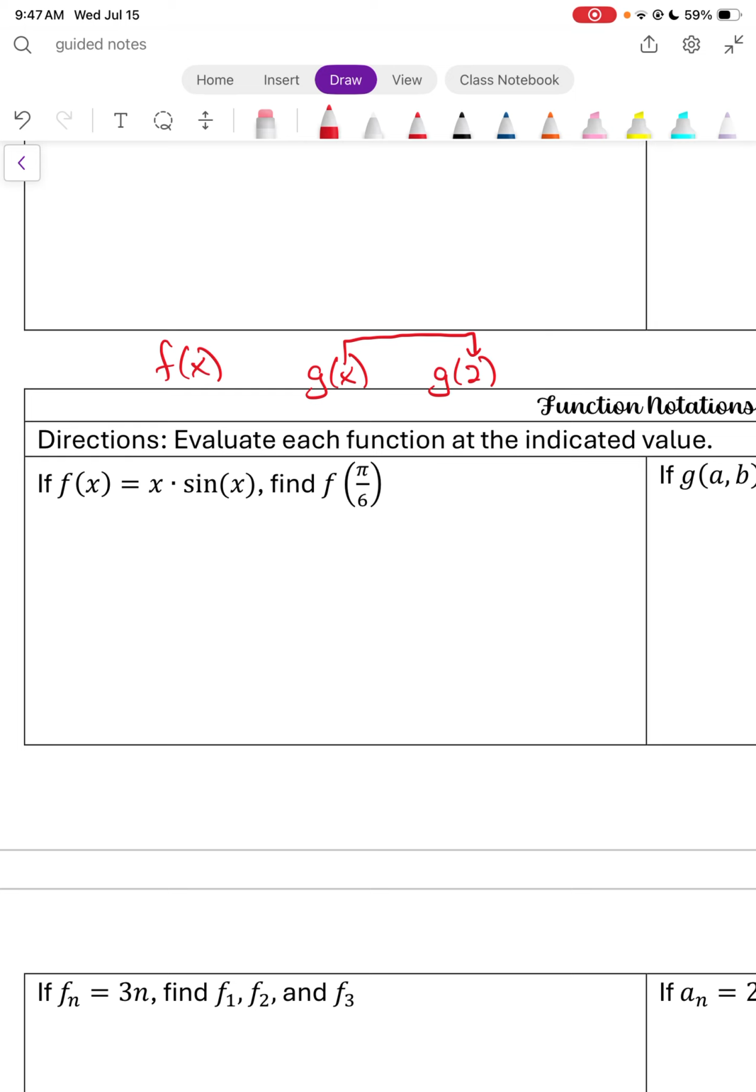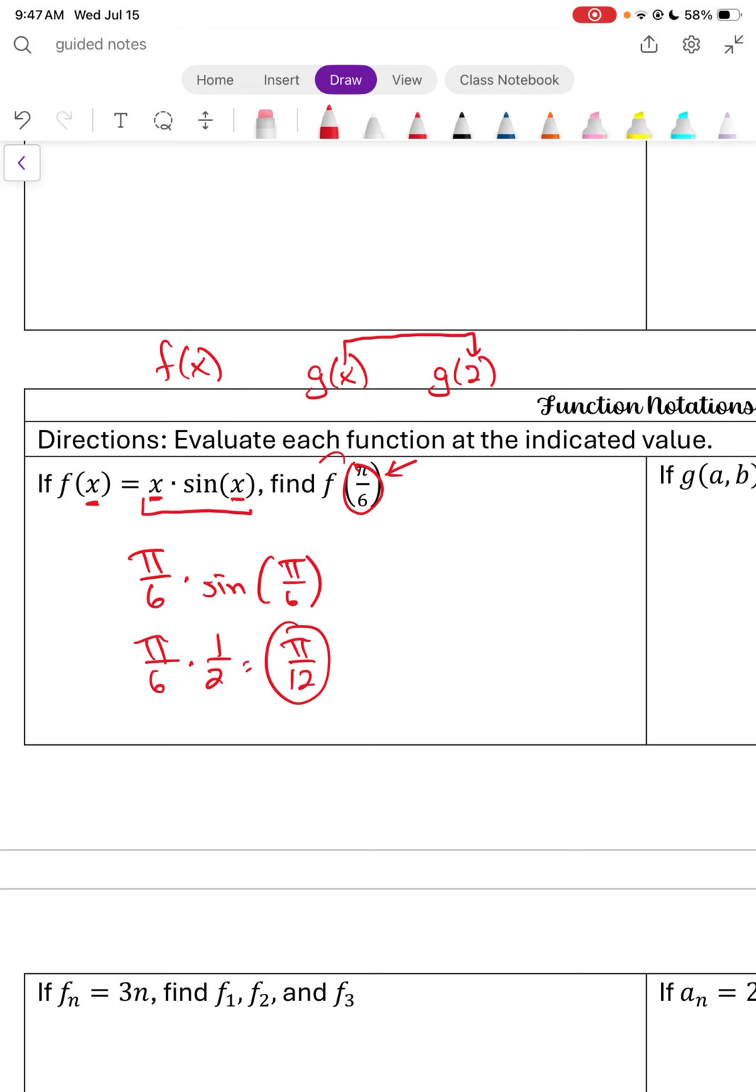So in this first problem, if f of x is equal to this rule, then find f of pi over 6, which simply means everywhere you have an x, plug in that pi over 6. So therefore, in the place of this x and this x, we have pi over 6 times the sine of pi over 6. Let's evaluate that sine of pi over 6 first, which is the sine of 30, which is a half. So this simply is pi over 6 times 1/2, which is pi over 12. Final answer: f of pi over 6, when you plug in pi over 6, you get pi over 12.